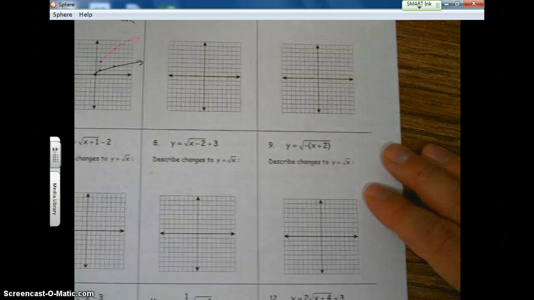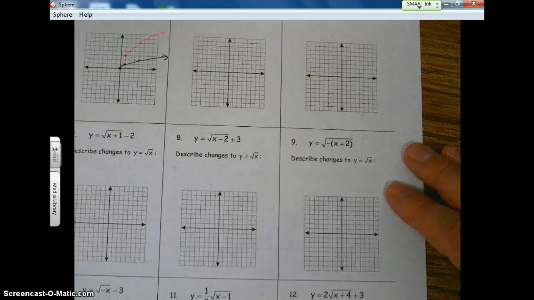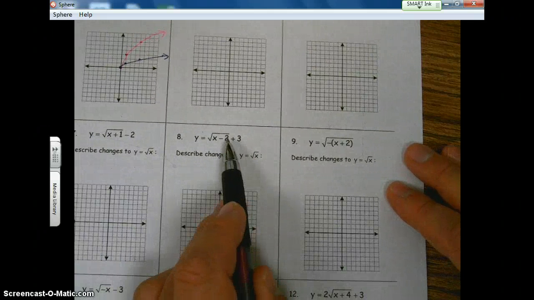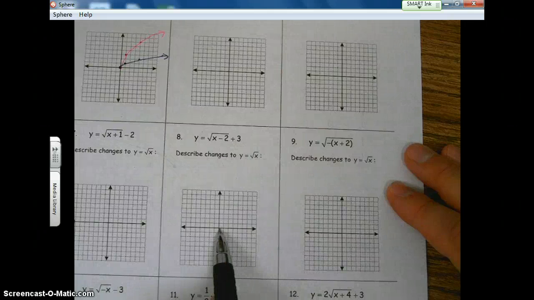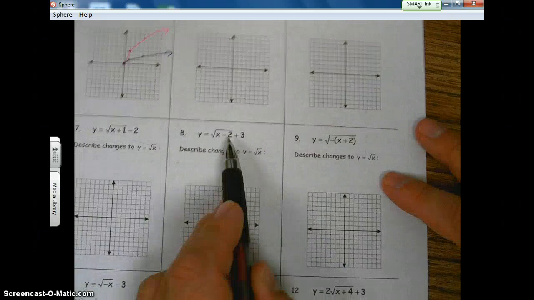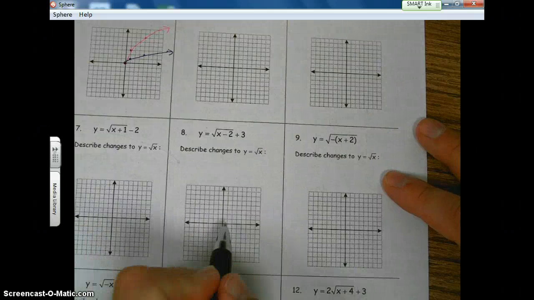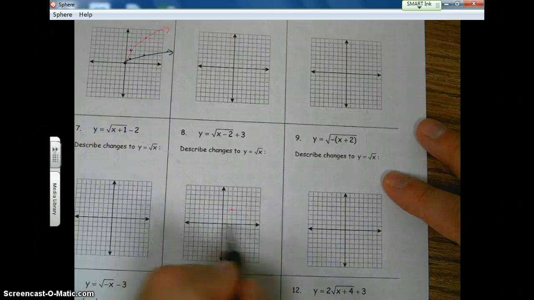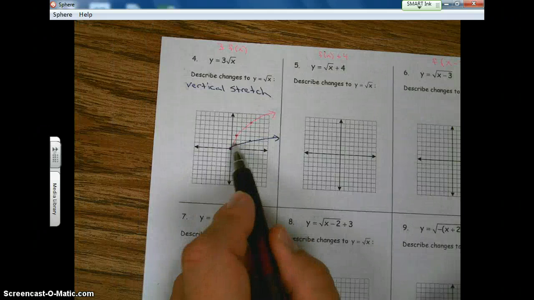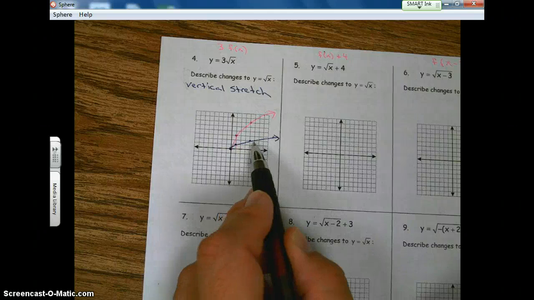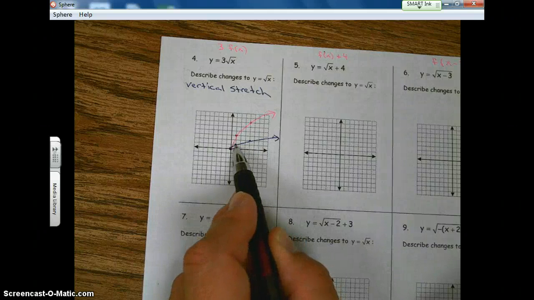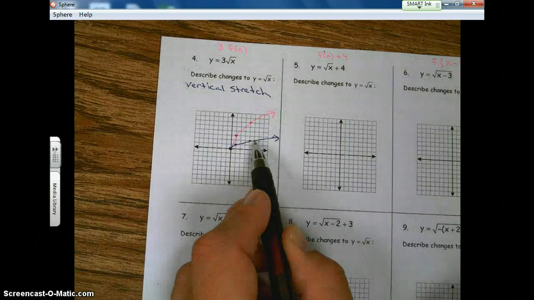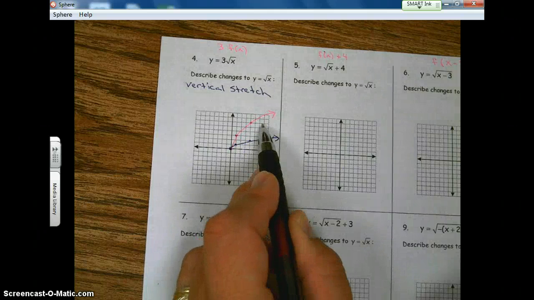I think I'll stop there. Just remember that when you're translating, you're moving that special point. So in this case, it translates 2 to the right and 3 up. So that special point would translate 2 to the right, 1, 2, and 3 up. And then you would move all the parent function points. You would move them all 2 to the right, 3 up. Okay?